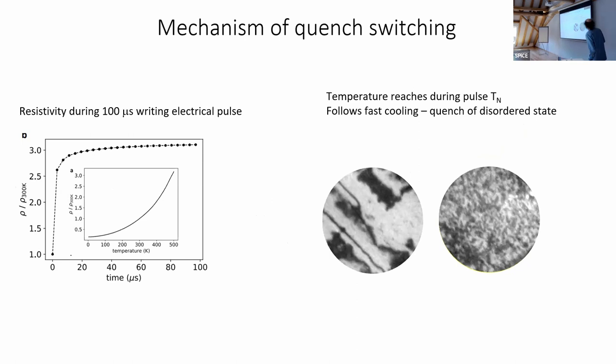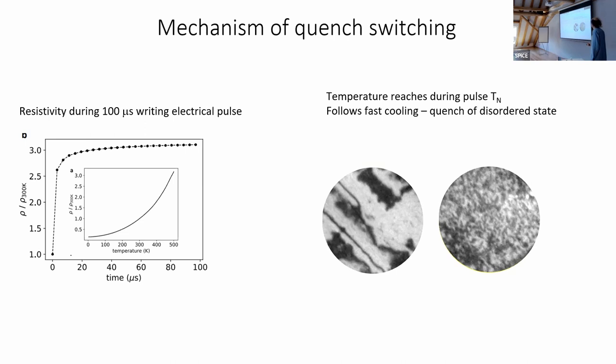Okay, so how does the quench switching work? During the electrical pulses, which are 100 microseconds long, we can easily monitor the resistivity of the device. And if we do so, we see that the resistivity increases by, let's say, a factor of 3 when we really get strong switching. And when we compare this with the temperature dependence of resistance, we find out that the temperature of the device during the switching actually reaches basically the Néel temperature. So what we do with the pulsing is that we quickly warm up the sample to the Néel temperature, and then when the pulse ends, we freeze the system very quickly back to the working temperature.